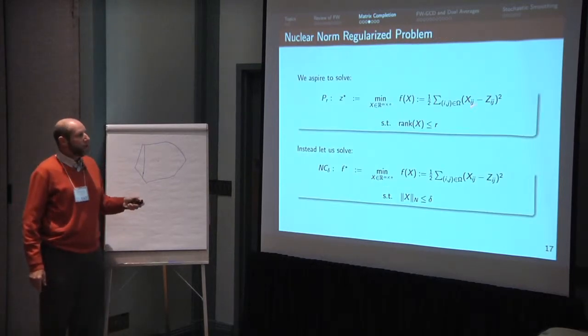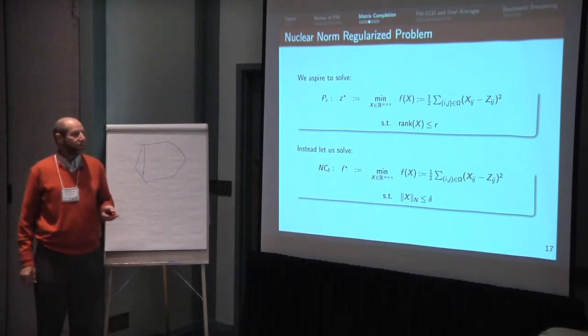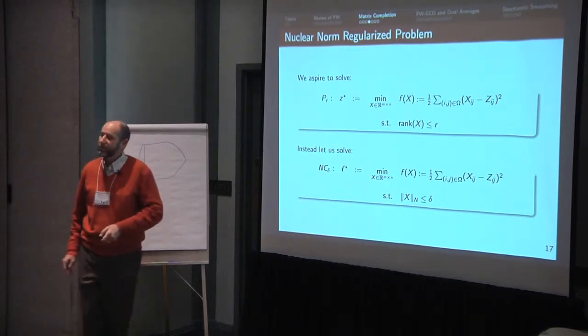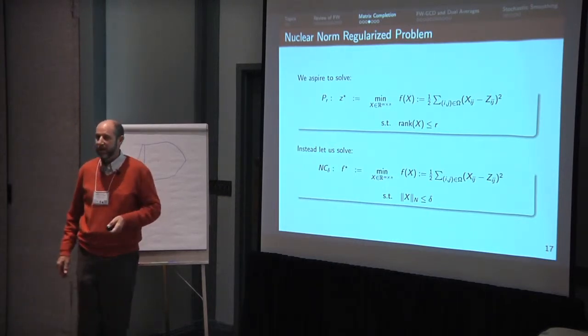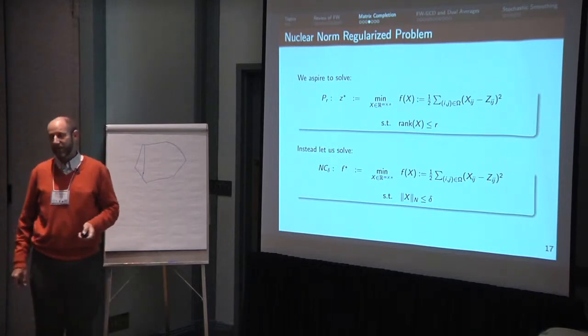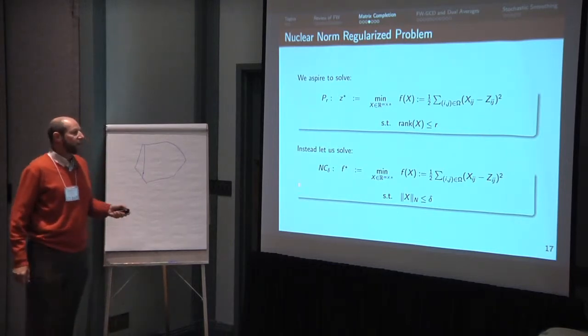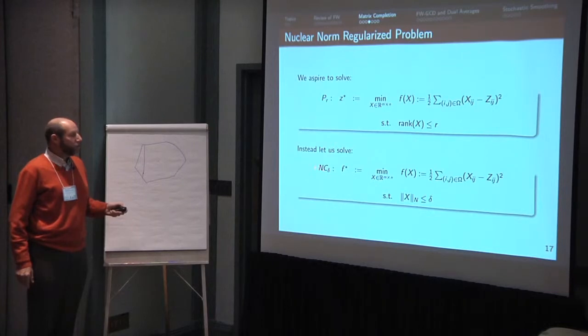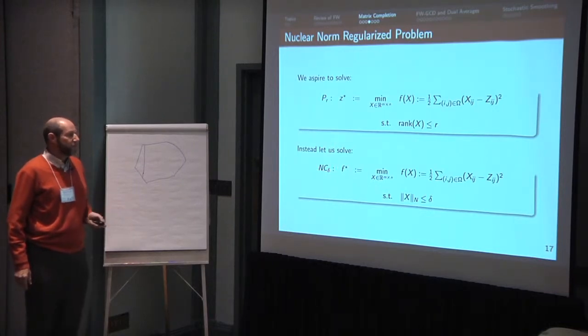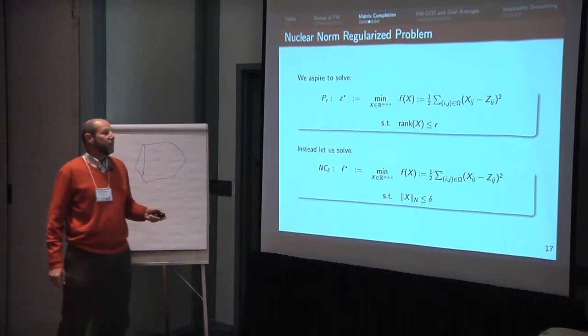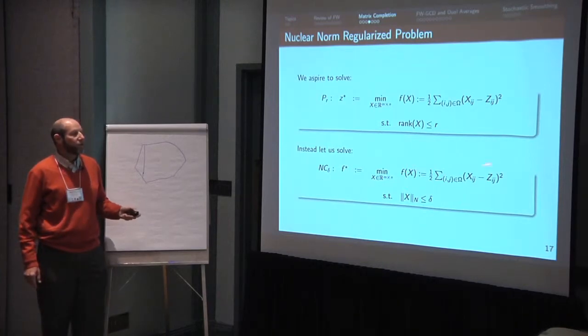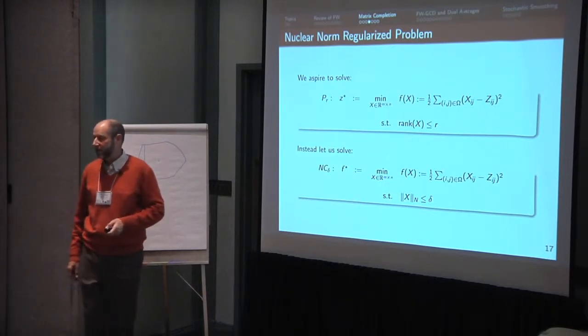Okay? So we aspire to solve this problem, but this problem is a very hard problem. It's like NP hard or NP complete, or what I would call NP difficult. Okay? Instead, let's solve the following nuclear norm convex optimization problem indexed by delta. Let's minimize this quadratic function, which is how close the matrix X is to Z among all the known values, subject to the nuclear norm is at most delta.